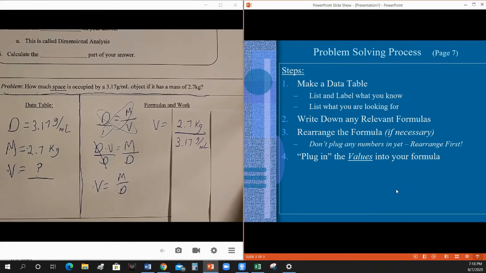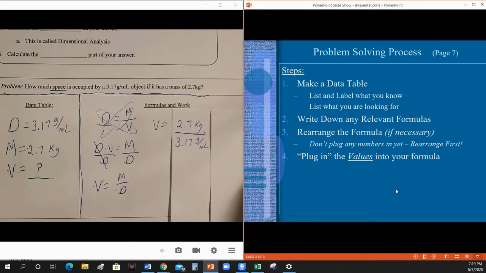Now, a lot of people at this point in time want to just plug that in, or sometimes they just write the numbers in and then they pick up their calculator and say, okay, let's take 2.7, let's divide that by 3.17, and we get an answer of 0.851735. Wrong answer. Okay, very, very wrong answer to the question.